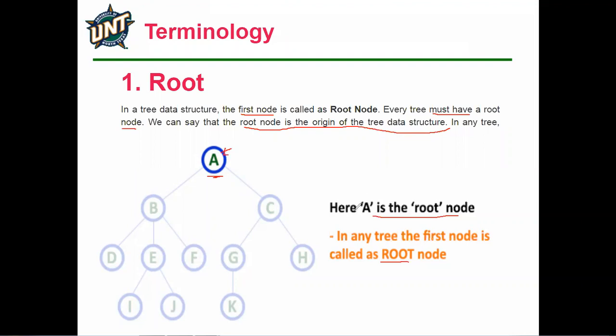A graphical representation is more understandable than keywords, clear? So here A is the root node. I hope everyone is clear on the concept of root node here. Fine, everyone clear on the concept of root node?